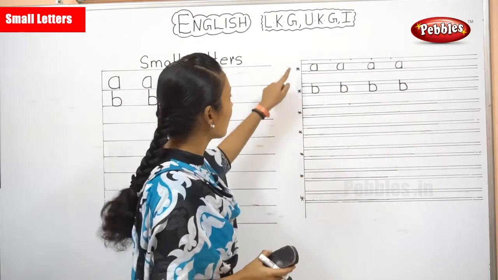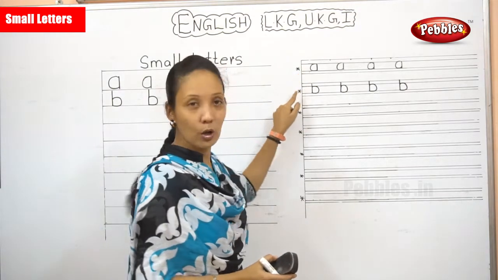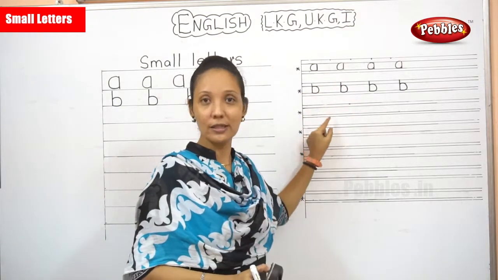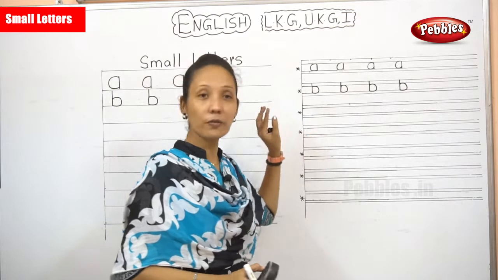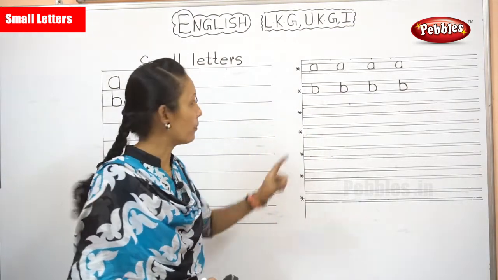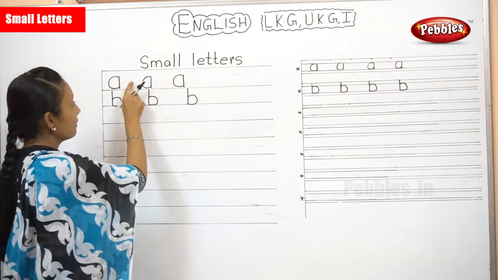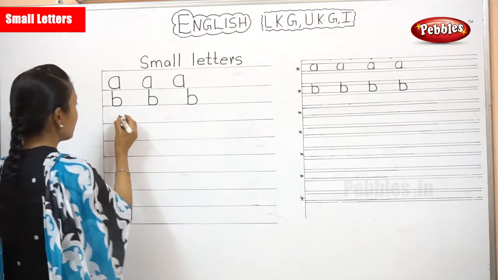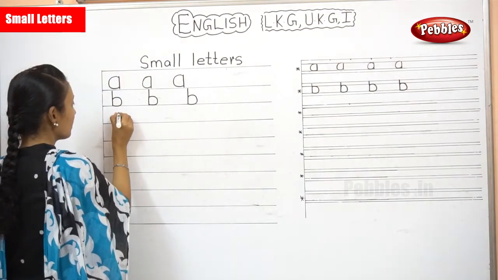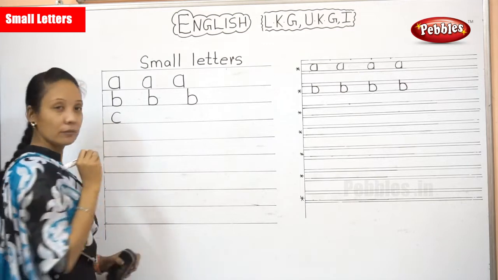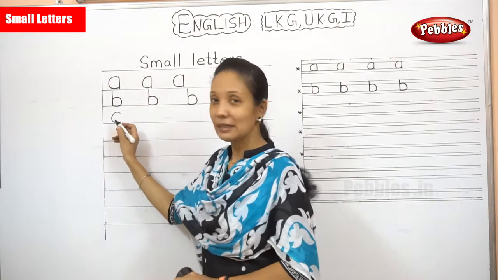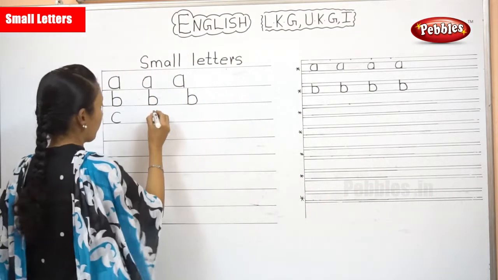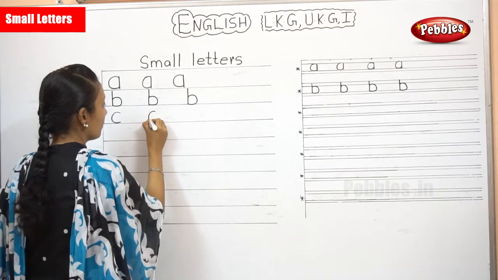So now you learned to write small a and small b. Yes, is it easy, children? You learned all these strokes, isn't it? So when you're joining up all the strokes, you're able to write your alphabets. Now after a, b, what is your next alphabet? Yes, your next alphabet is C. C is easy, it's just the curve. Small c.